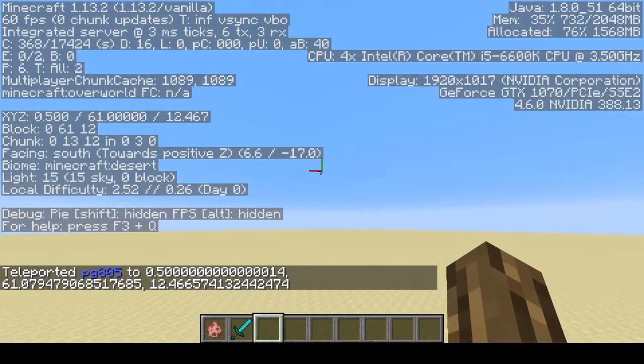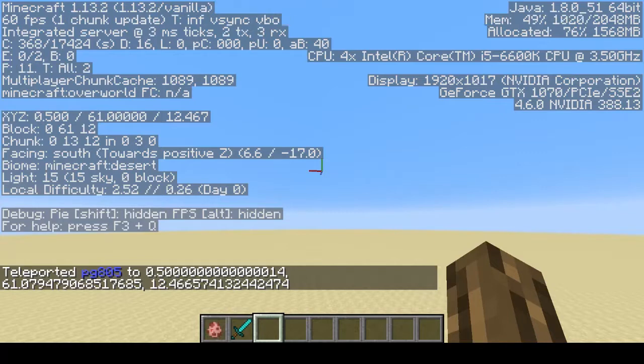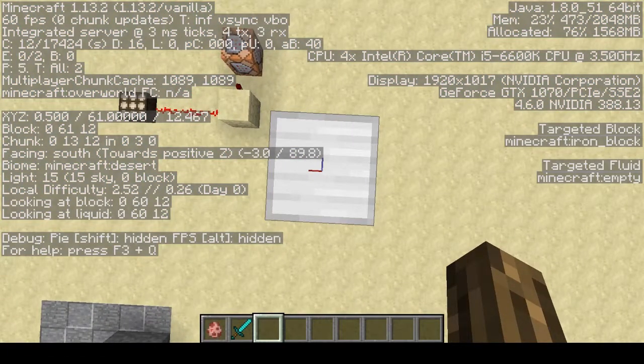And look at that, I got teleported to 0.5, 61, 12.466, which is about as close. It's pretty close. I didn't do the exact angle. That'd be about 22.6, so I lost a little bit of precision there, but essentially you see when it teleported me 13 blocks forward, I did actually go just 13 blocks, which put me exactly where I was expecting to be.